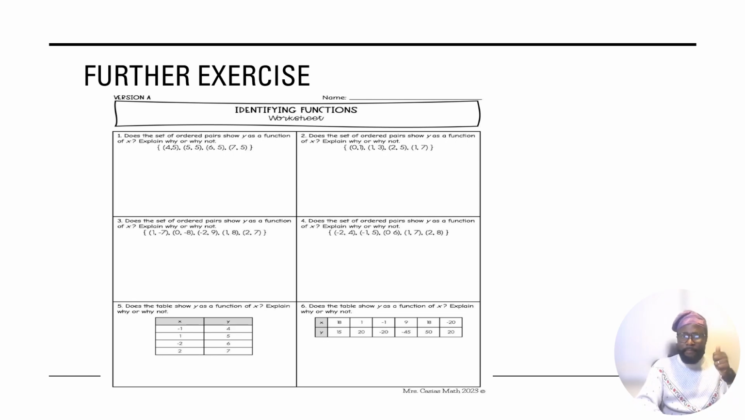So in the next class, we're going to go to another aspect of function, which is slope intercept form, and that is what we are going to be checking out in the next class.